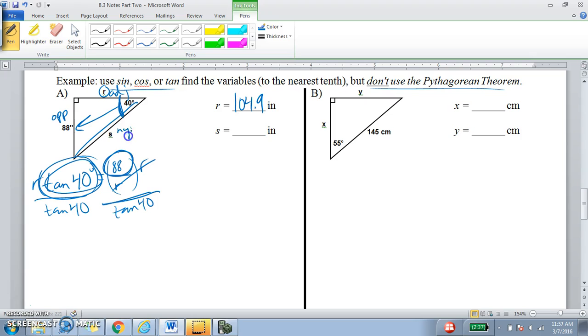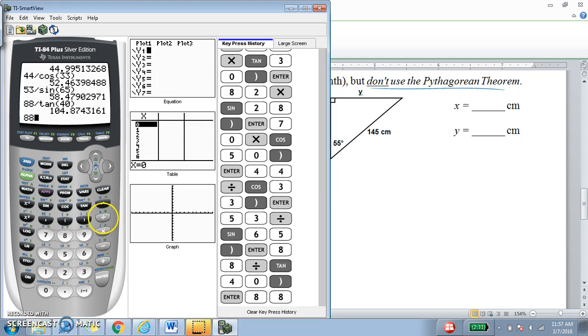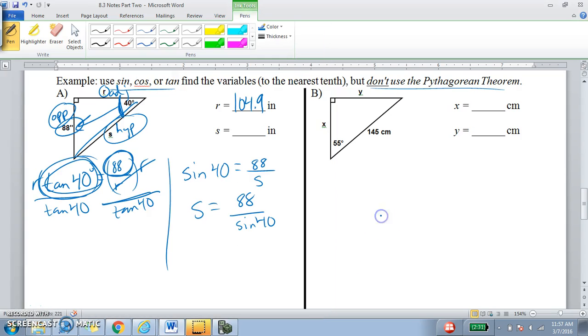And then S. So S is our hypotenuse. Like I said before, we want to use the values that it gives us. We don't want to use rounded values when we're solving for the different sides. So we're going to use this given value. This is our opposite, and we're solving for our hypotenuse, so we're going to use sine. So sine of 40 now equals 88 over S, which is our hypotenuse. And again, this is on the bottom, so S is going to equal this number divided by sine of 40. So 88 divided by sine 40 gives me 136.90, so 136.9.